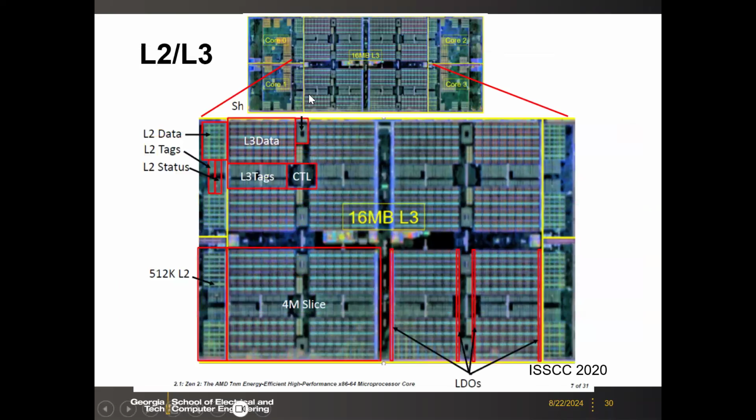Here is a closer look at the L3 cache. This L3 cache has been split into 4 blocks. They call them 4 slices, each is 4 megabytes. And if you look within one slice, it also has the data and the tag and the control logic and so on, including the prefetch logic.